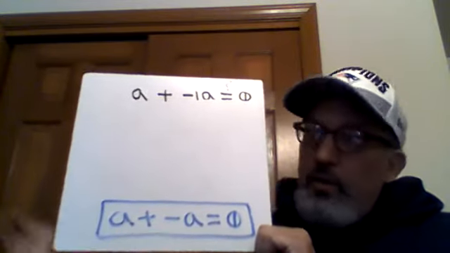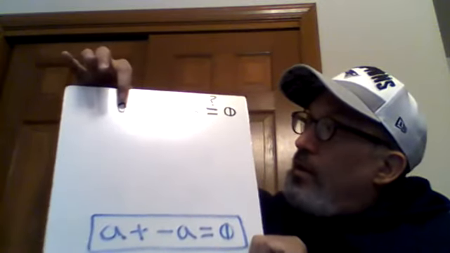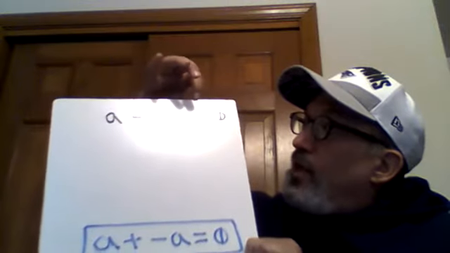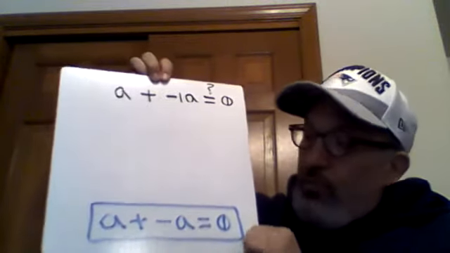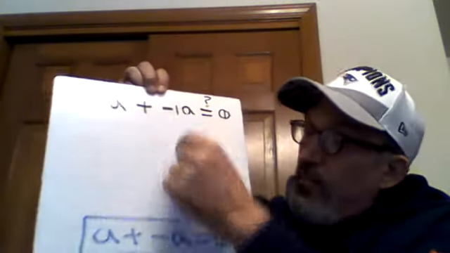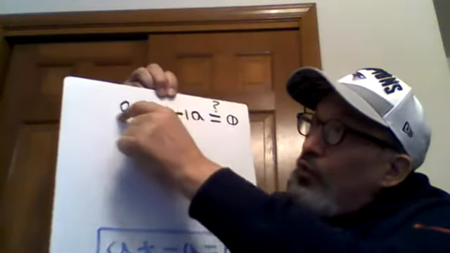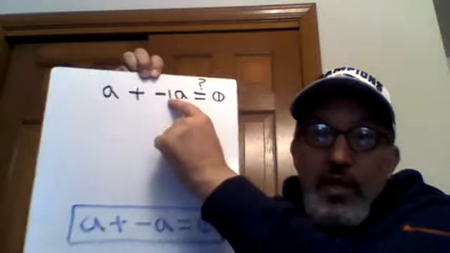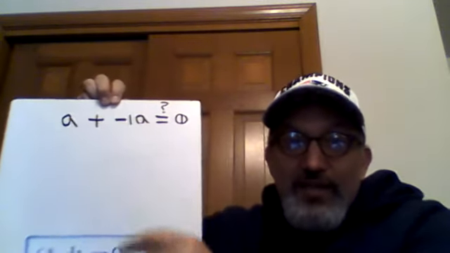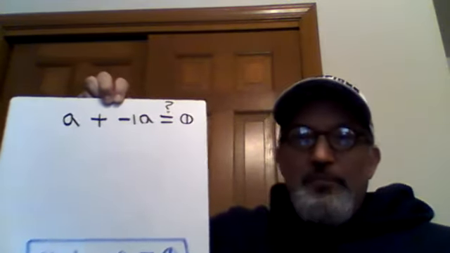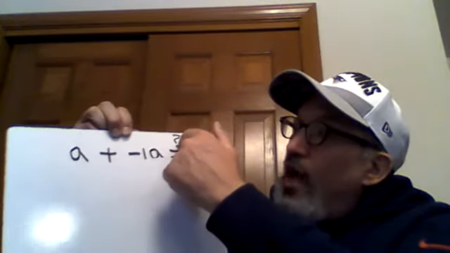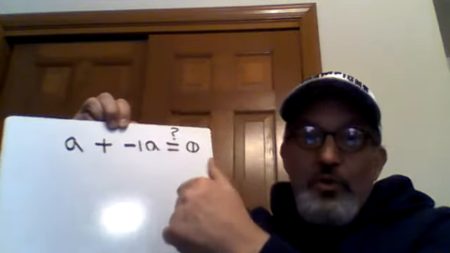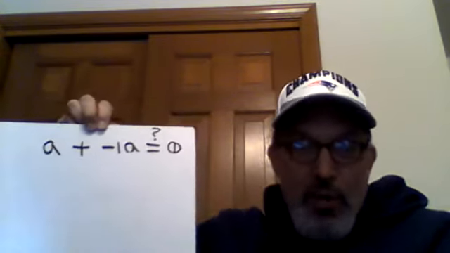Okay? So if we look back up here, we have a plus something equaling 0. The only way that can be true is if that second number is the opposite of a. So if we can prove this is true, we have proven that -1 times a is the opposite of a. So here we go. Now we have to change that question mark to an equal sign. We have to get rid of that question mark.